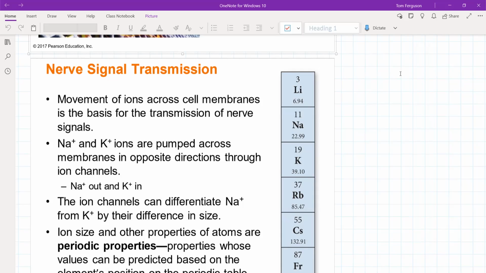But this is why. And the difference between these two, on the periodic table, you have sodium and potassium. And sodium is smaller than potassium. And your ion channel can distinguish the size. And that's what allows one to go through and one to not, or to be distinguishable between the two. Okay, so we're going to talk about a lot of these trends and why they exist. There's things like ionization energy, electronegativity, size, a whole bunch of stuff.